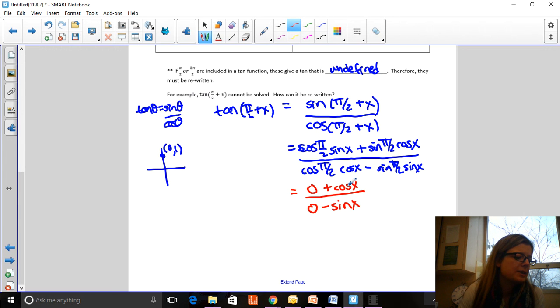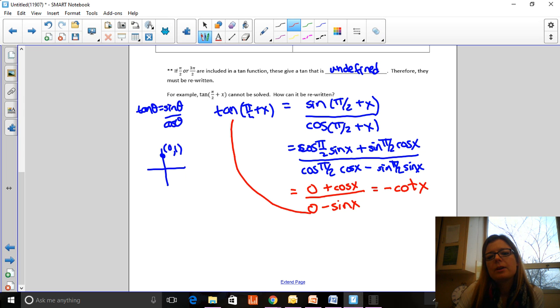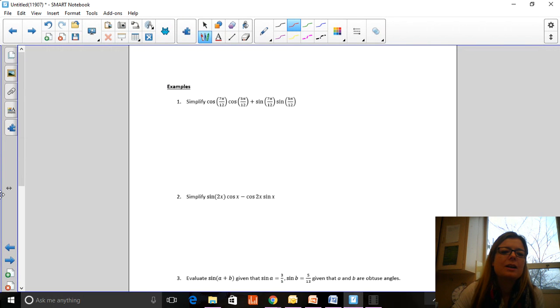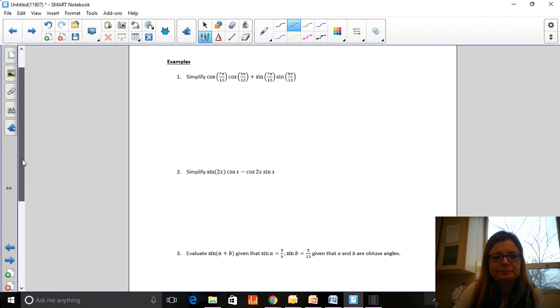So you get cos x divided by negative sine x, which is just the same as negative cotangent x, because cos over sine is cotangent, okay? Because it's the opposite of sine over cos. So this gets you all the way to just that. So that's pretty exciting. That's fun. I like doing that. All right, so let's go on to some more examples here.